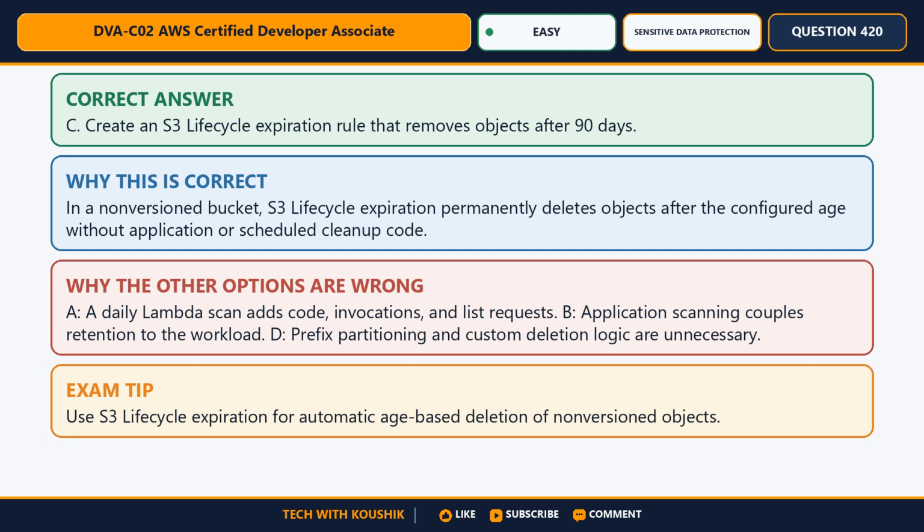A. A daily Lambda scan adds code, invocations, and list requests. B. Application scanning couples retention to the workload. D. Prefix partitioning and custom deletion logic are unnecessary. Exam tip. Use S3 lifecycle expiration for automatic age-based deletion of non-versioned objects.